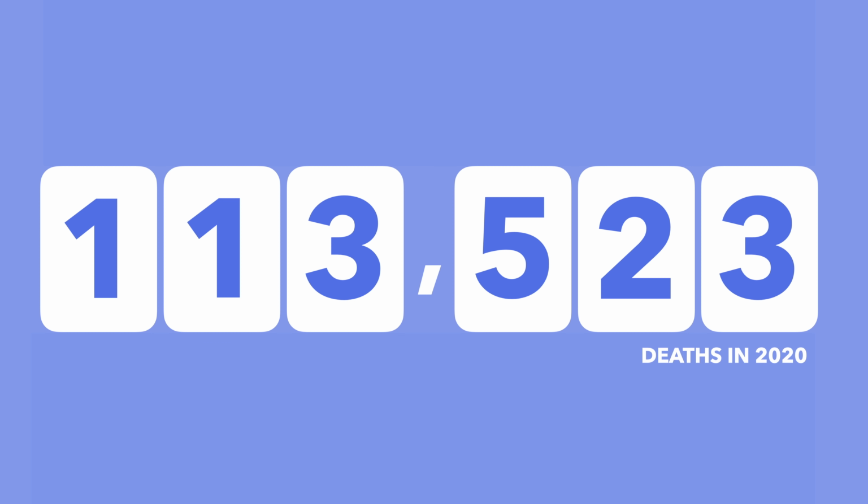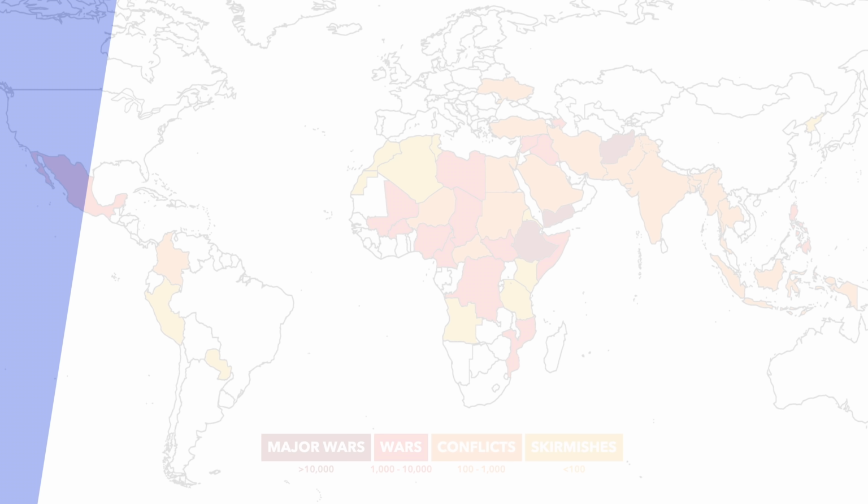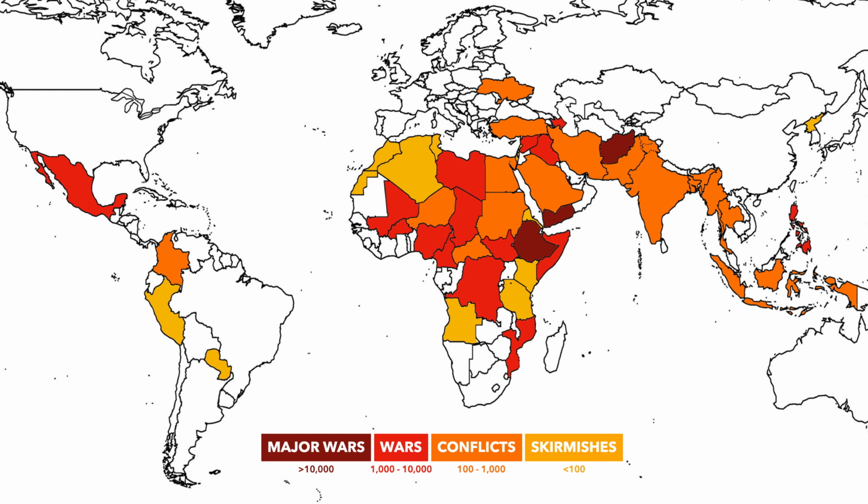Together, these 56 conflicts have led to in excess of 135,523 deaths in 2020, and more than 37,613 deaths so far in 2021. Those are clearly big numbers, so let's dive into the detail.